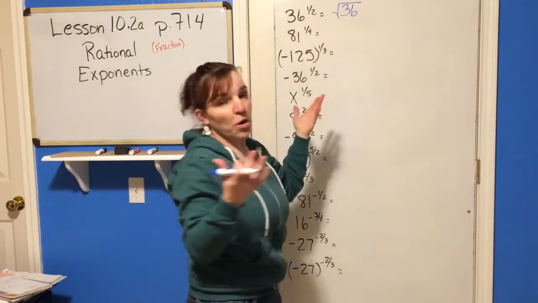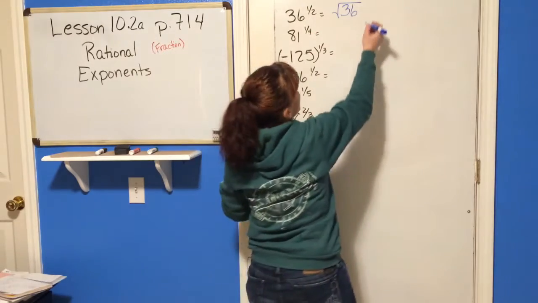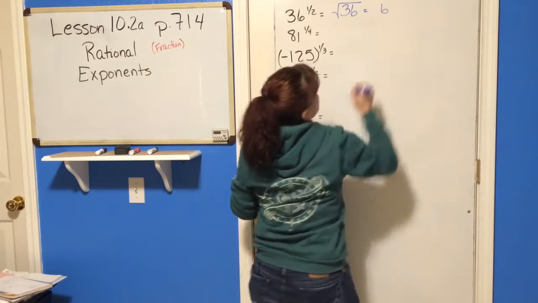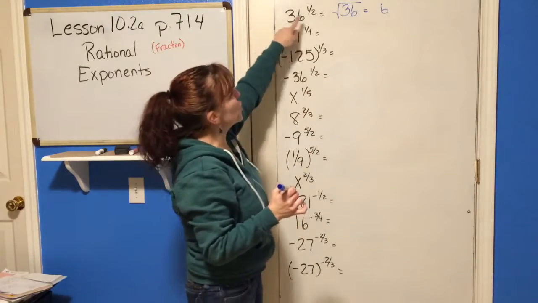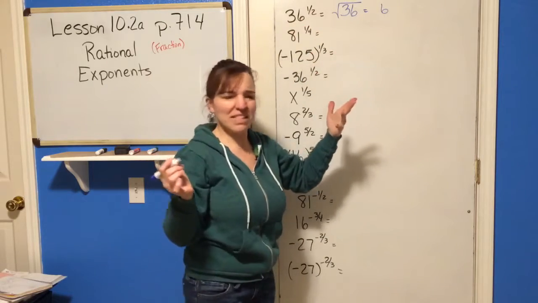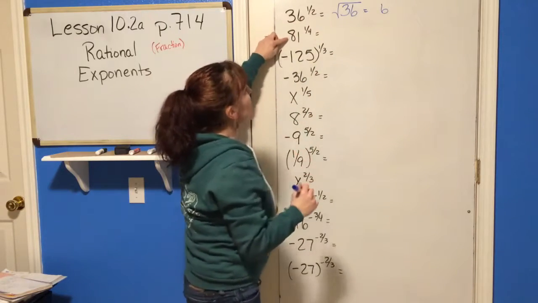So this is just the square root of 36, and you happen to know that 6 times 6 is 36, so the square root of 36 is just 6. So 36 to the 1/2 power is 6. Easy.